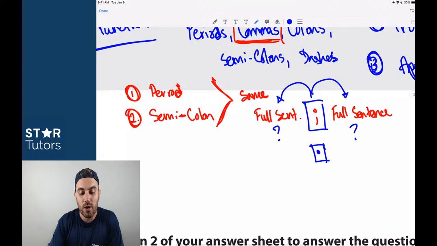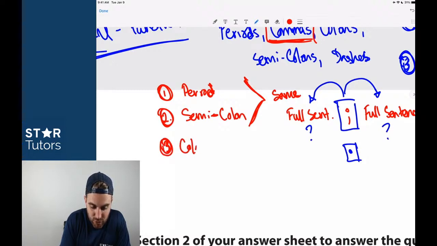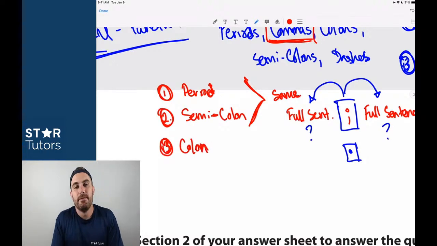There's only one rule. Each of these has one rule, and number 3, the colon, also only has one rule. And that's why you should be looking out for these 3 first and foremost always. Because if the right answer is a semicolon or a period, or a colon, boom, that's done in 1 second. There's only one thing you're looking out for with each of those 3.